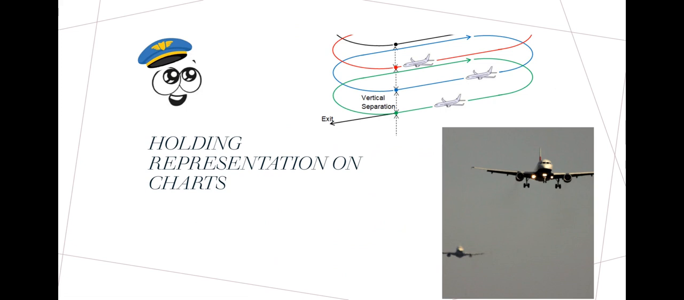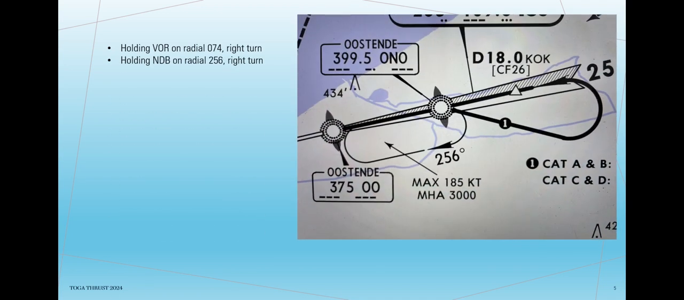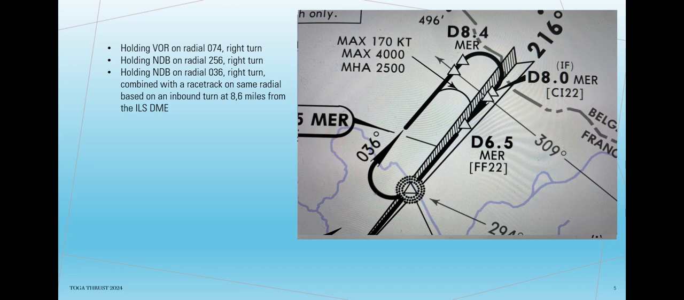Holding representation on charts. Holding VOR on radial 074, right turn. Holding NDB on radial 256, right turn. Holding NDB on radial 036, right turn, combined with a racetrack on same radial based on an inbound turn at 8.6 miles from the ILS DME.